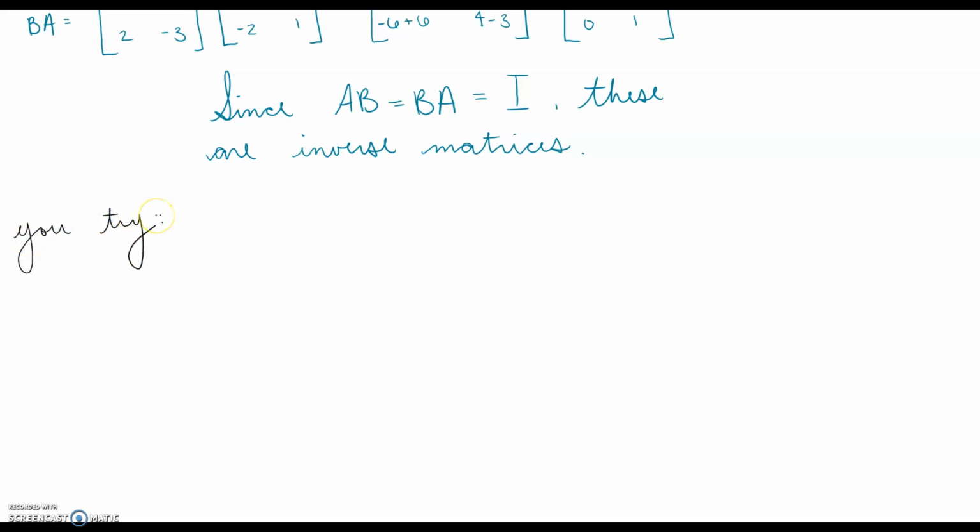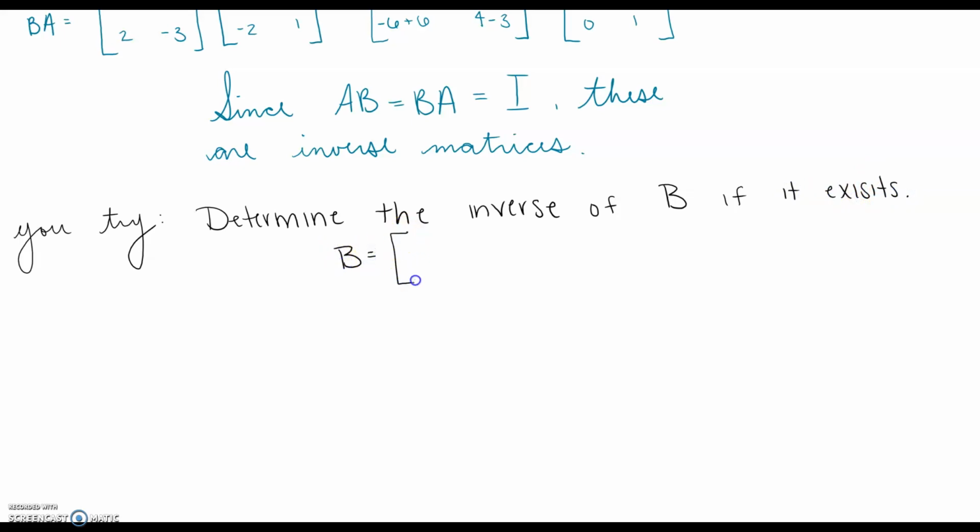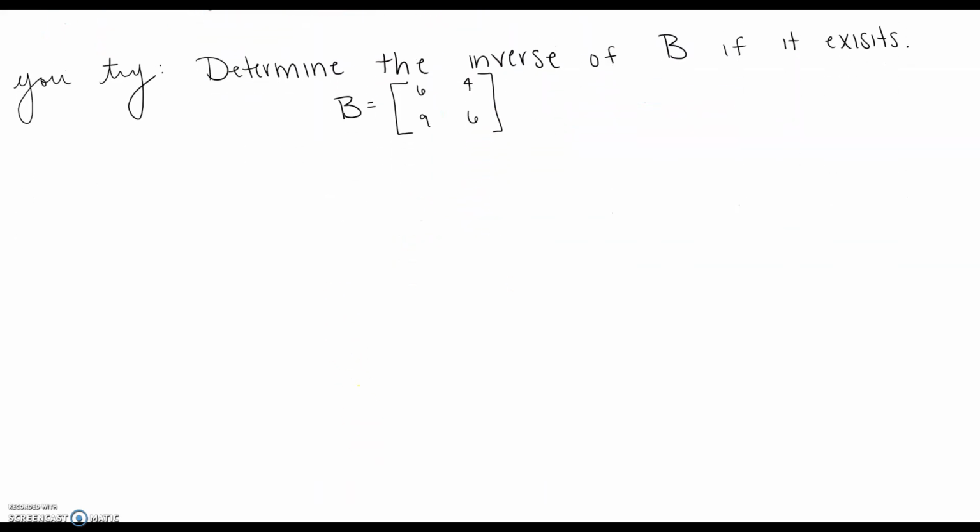Now let's do an example of determining the inverse of matrix B if it exists. Hopefully you remember when it does and doesn't exist. If you don't, refer back to yesterday's notes. So matrix B is going to be 6, 4, 9, 6. Why don't you pause the video and try to do this on your own?